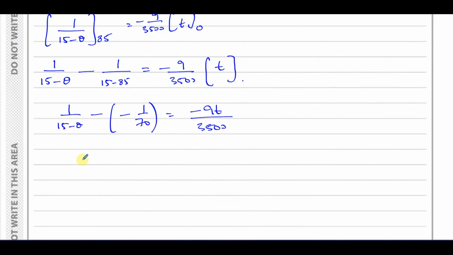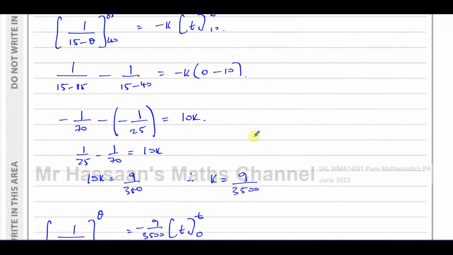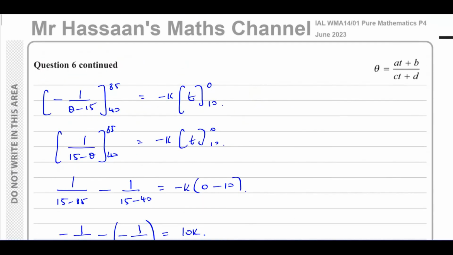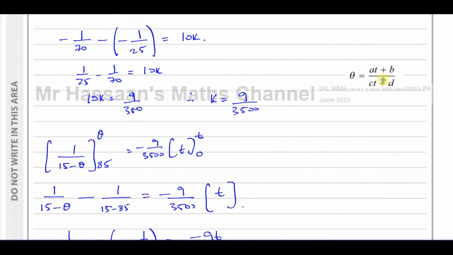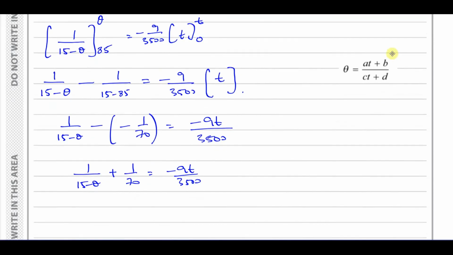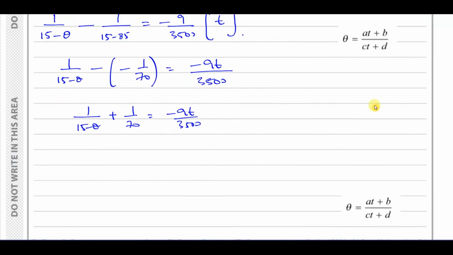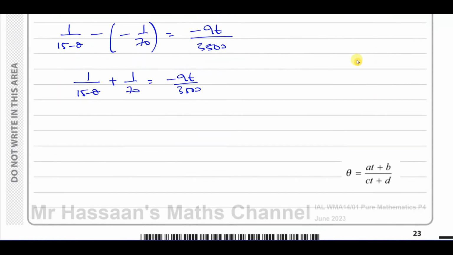Okay, so you end up here with 1 over 15 minus theta plus 1 over 70 equals minus 9t over 3,500. Now remember, we want it to look like, in the end, something like this. So always keep that in your mind. That's how it has to end up looking. Keep that in your mind. All right, I've already got it written there anyway.